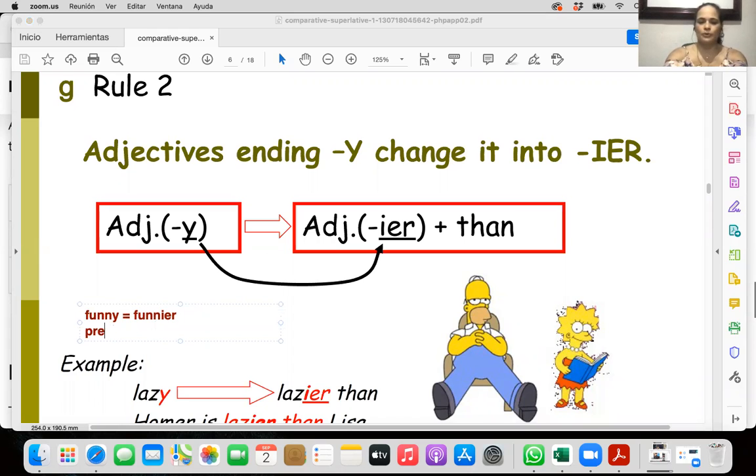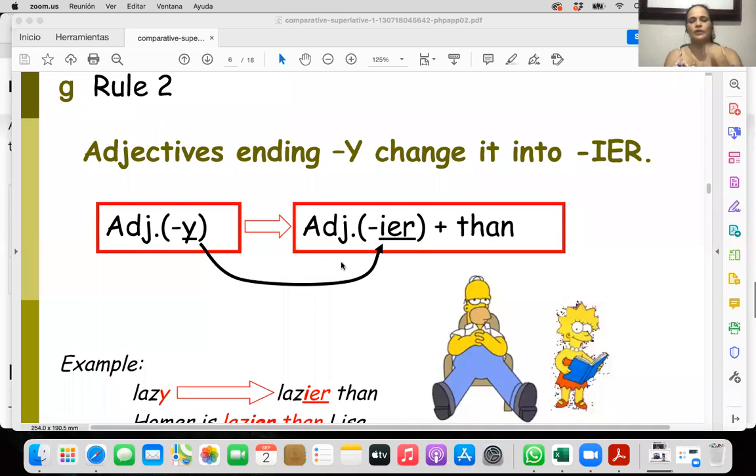And then we also saw pretty, and we changed pretty to prettier. The same thing: we eliminated the Y and added ER, plus than. And we also did happy, and we changed it to happier, okay? Again, eliminated the Y and added ER. And of course, we also made some sentences here. I don't remember the exact name, but maybe we said Alan is funnier than Julissa. So we have here the comparative funnier, and then we have our than and our object of comparison, in this case Julissa. Okay, and so we have here more examples.